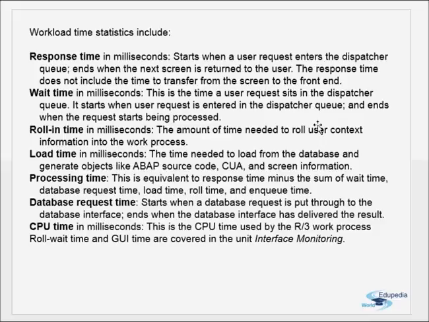A database request time starts when a database request is put through to the database interface and ends when the database interface has delivered the result. So once the database interface has sent a request to the database until it gets the required data, that entire time taken to send and get the request is known as the database request time. The CPU time is the actual CPU time used by the R3 work process.